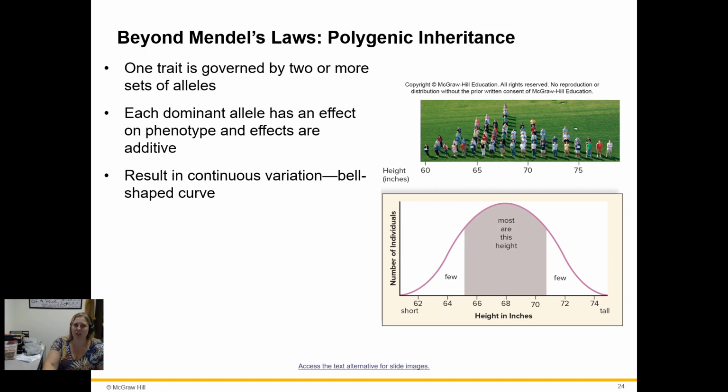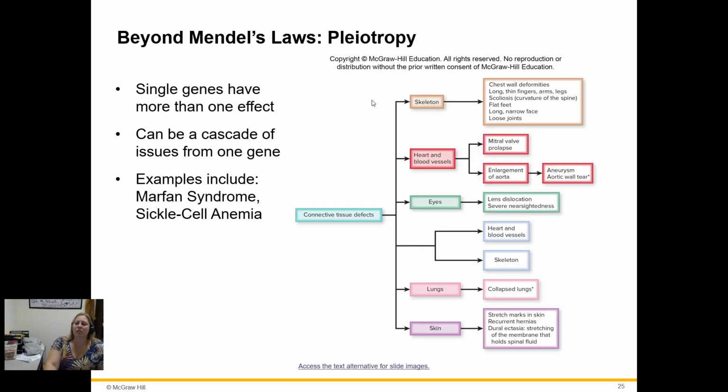So that's polygenic. And then the opposite of polygenic, where instead of many genes controlling one factor, are single genes having more than one effect. And this is something that is called pleiotropy. It's kind of a cascade issue. So sickle cell anemia, again, is an example of this, because if you have sickle cell anemia, you are going to have exercise intolerance, higher chances of clots.